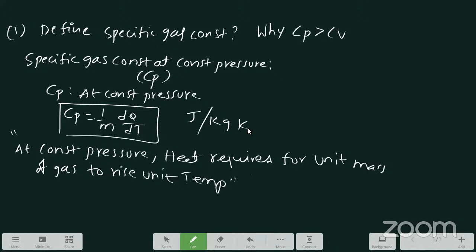First of all, specific gas constant at constant pressure: the amount of heat required for unit mass of gas to rise unit temperature. This is the Cp. Definition of Cp, definition of Cv. Why is Cp greater than Cv? Next one, specific gas constant at constant volume.